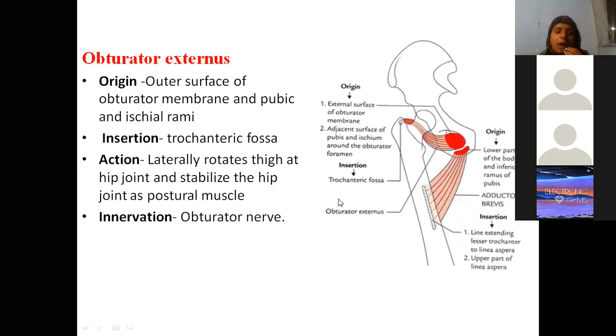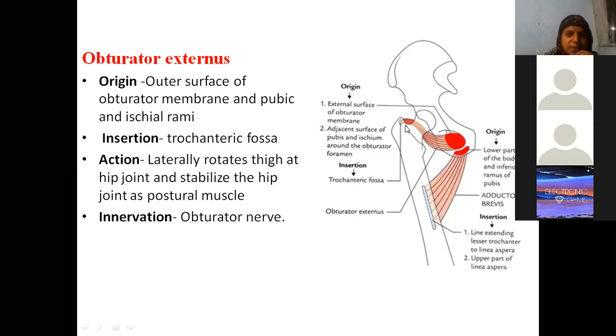Then, obturator externus is actually a muscle seen in the gluteal region, but a part of it may be visible here. That's the reason we usually study it in this region. On the outer surface, I told you this hole in the hip bone is the obturator foramen. In the obturator foramen we have a membrane, the obturator membrane. Outside the obturator membrane, we have the origin of obturator externus. Inside, we have the origin of obturator internus.